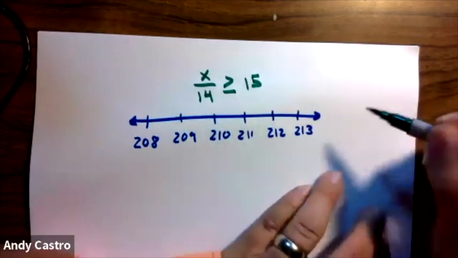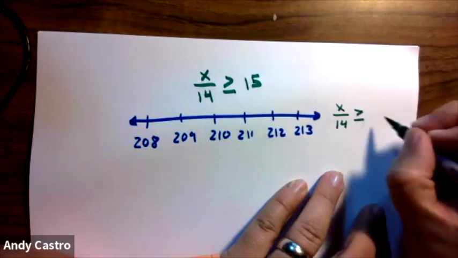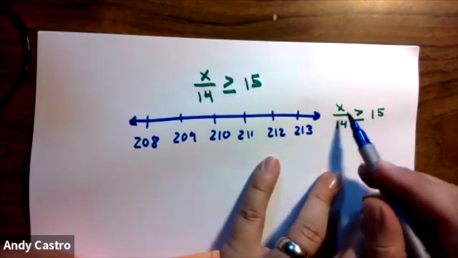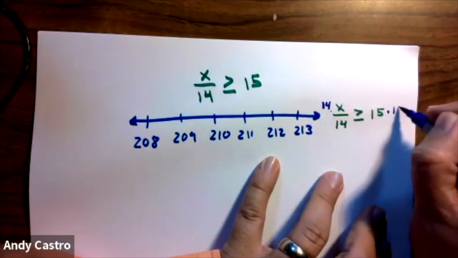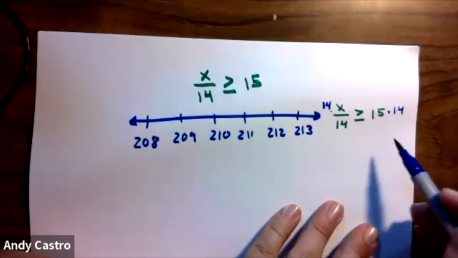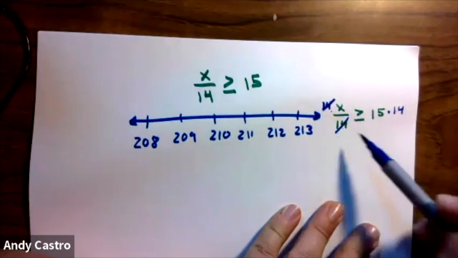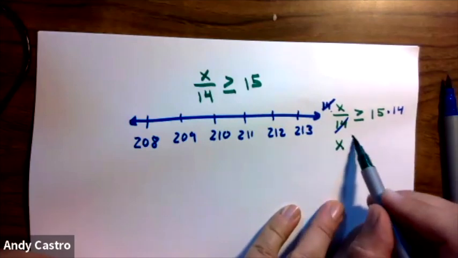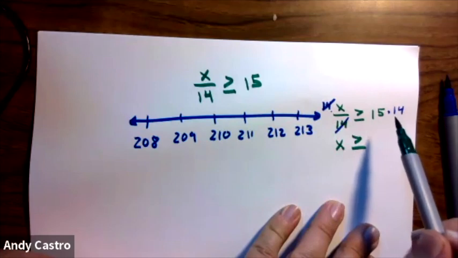Okay, so I'm going to rewrite my inequality. X over 14 is greater than or equal to 15. And in order to solve for x, I'm going to multiply both sides by 14. Now I can divide by 1 over 14 on both sides if I wanted to, but that's essentially the same thing. So 14 over 14 cancel. I'm left with x is greater than or equal to, I am not multiplying or dividing by a negative number.